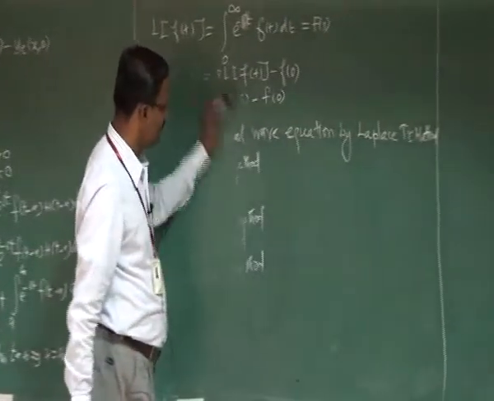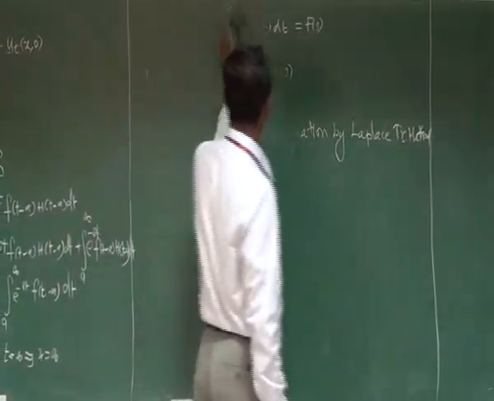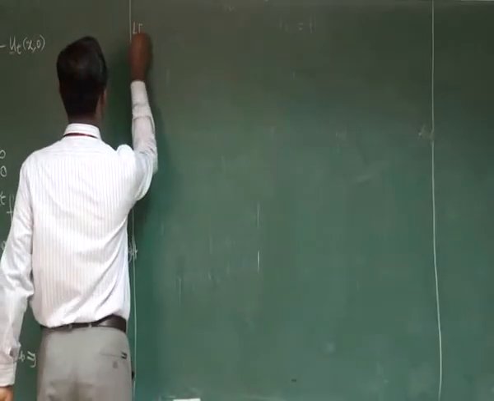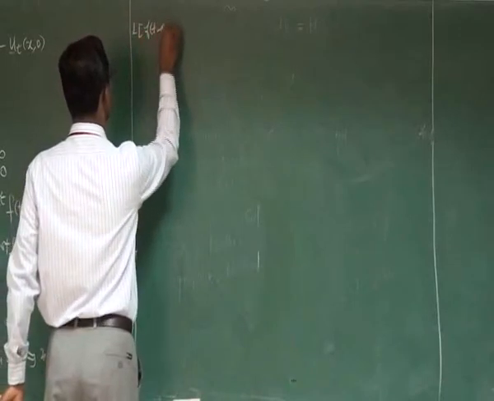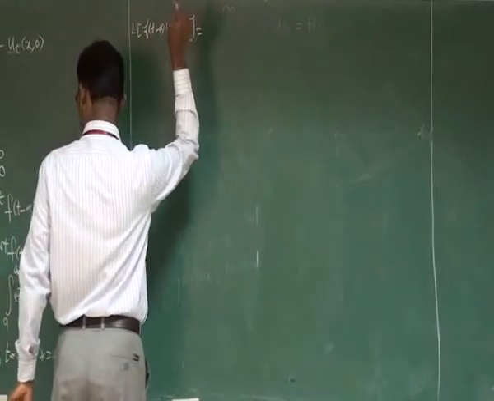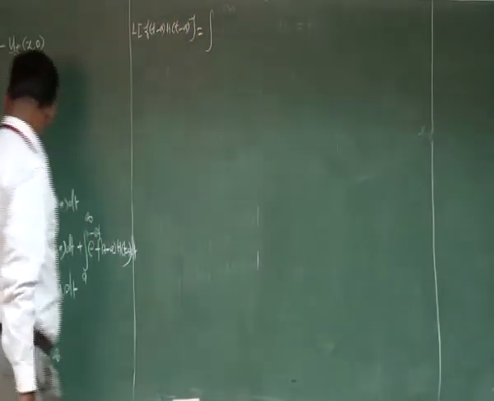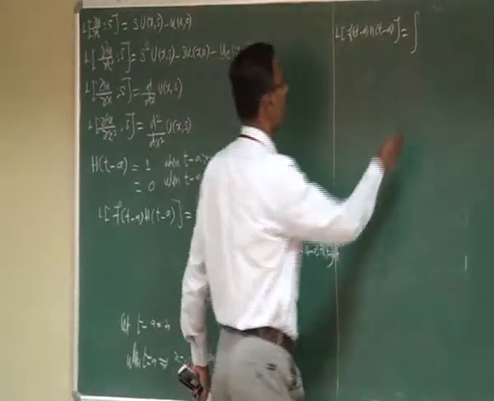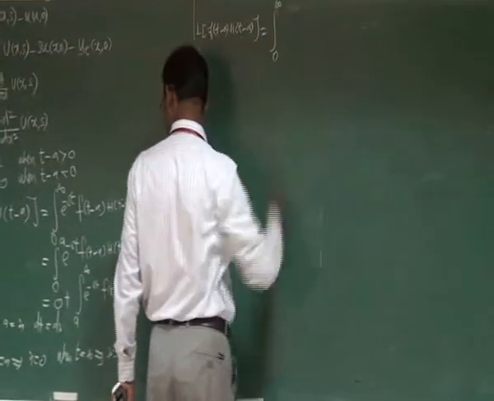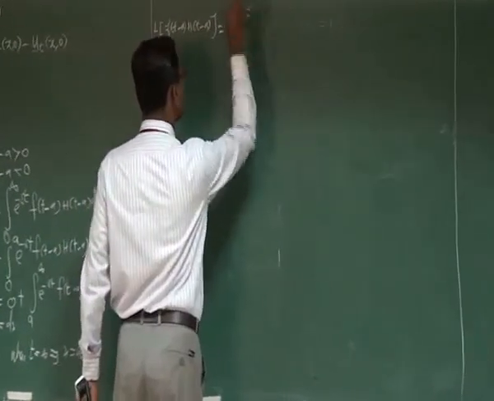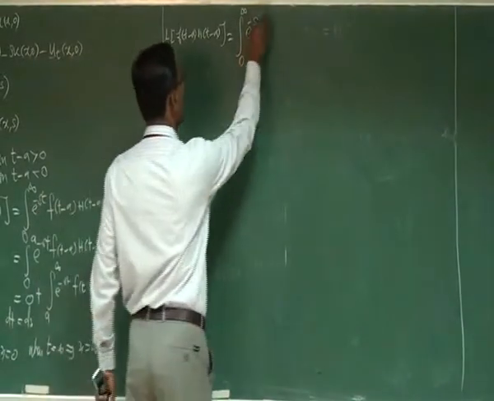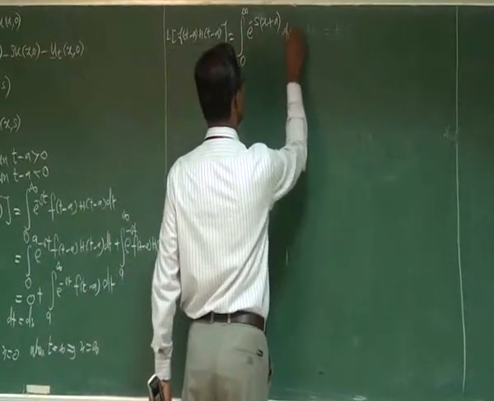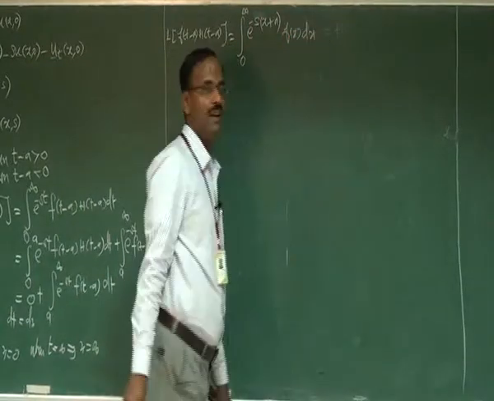So, because of this substitution, the Laplace transform of f(t minus a) H(t minus a) takes the form: the limits a to infinity become 0 to infinity, therefore the integral from 0 to infinity of e^(-s t), where t is equal to x plus a, and f(t minus a) means f(x), dx.